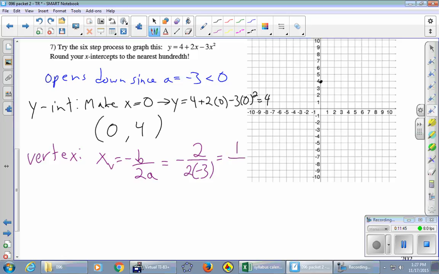Okay, and so this guy reduces. 2 negatives make a positive. That is not right. And the 2's cross off, so 1/3. Okay, so that is the x-coordinate of the vertex. Now we're going to find the y-coordinate of that vertex.